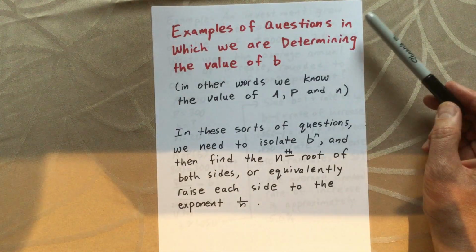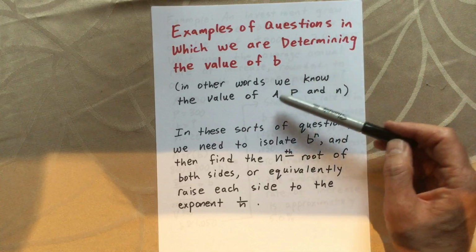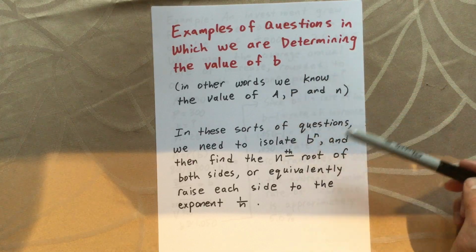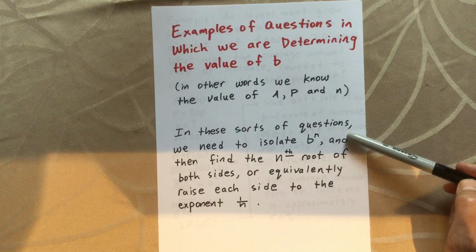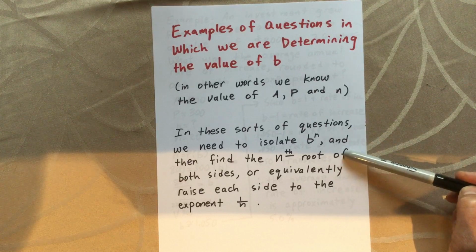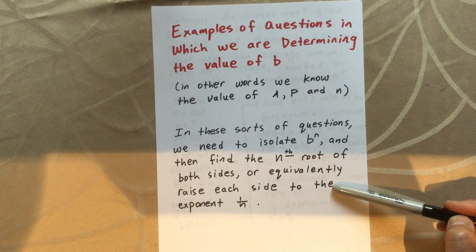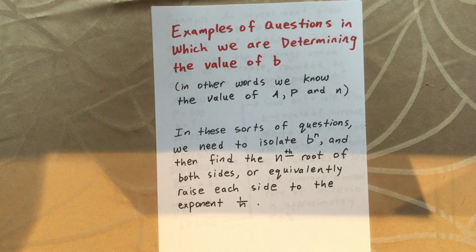Now, let's talk about questions in which we're determining the value of B. In other words, we know the values of A, P, and N. In these sorts of questions, we need to isolate B to the exponent N and then find the nth root of both sides, or equivalently, we want to raise each side to the exponent 1 over N.